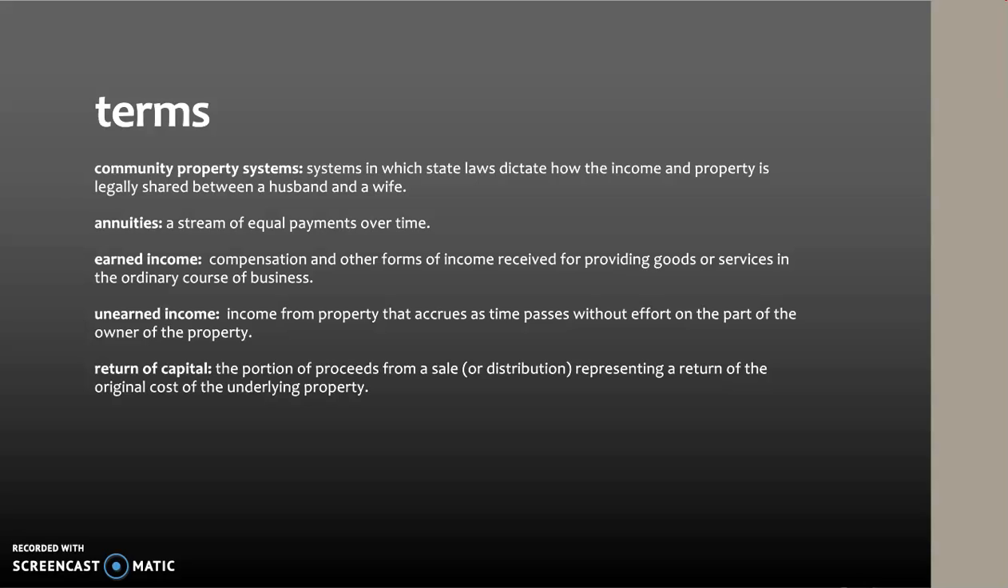Earned income is compensation and other forms of income which can be produced from providing goods or services in the ordinary course of a business. Unearned income is income from property that accrues as time passes without effort on the part of the owner of the property. Return of capital is the portion of proceeds from a sale or distribution, representing a return of the original costs of the underlying property.